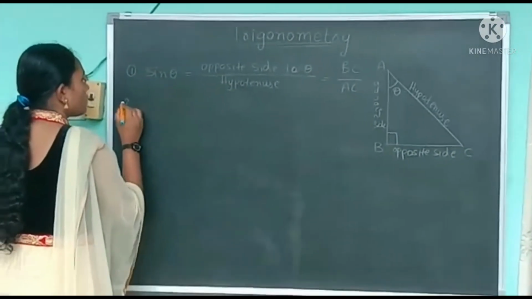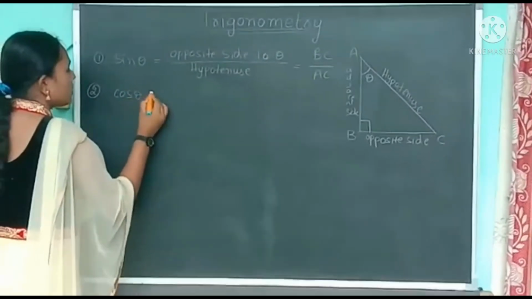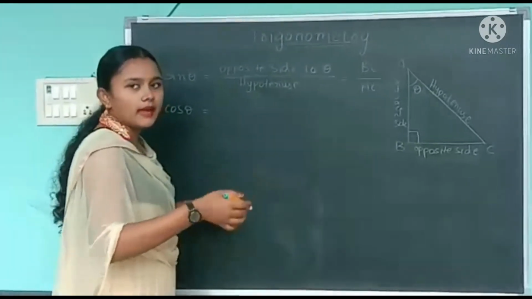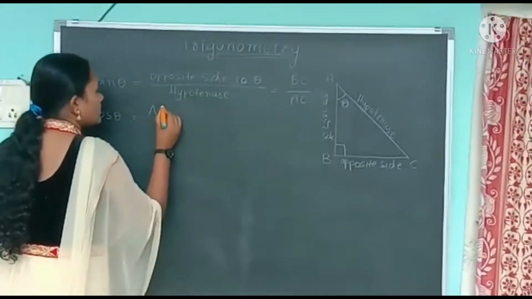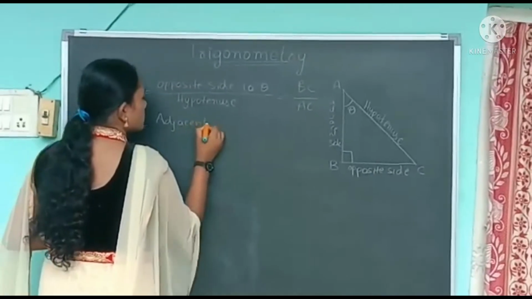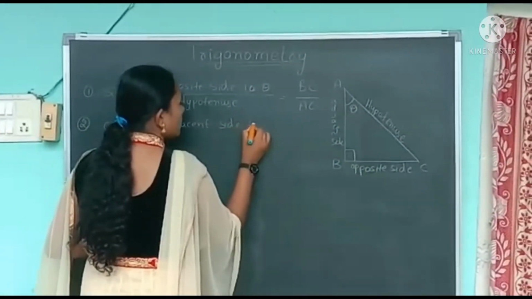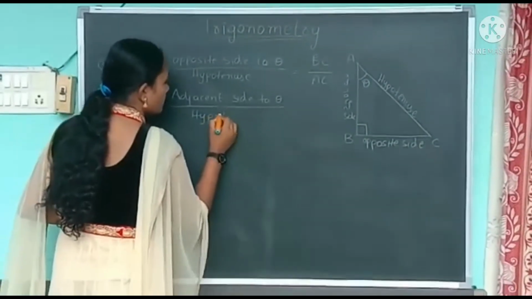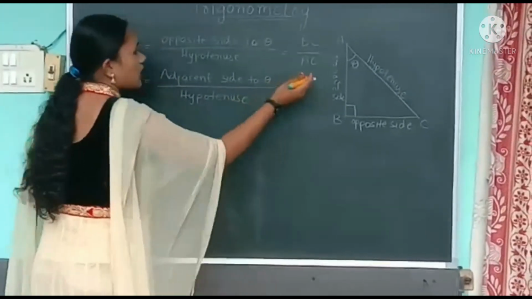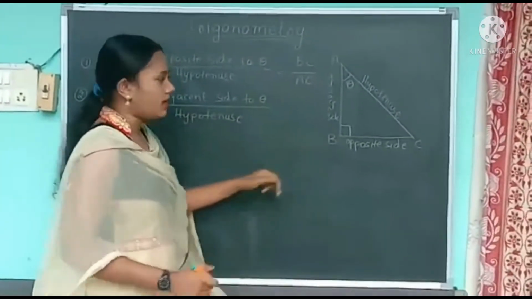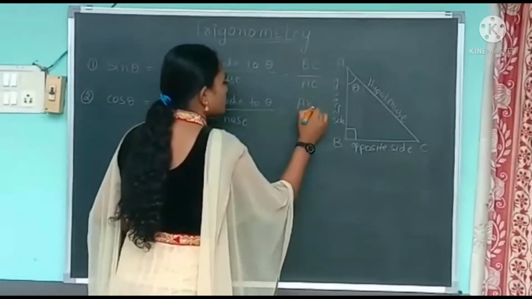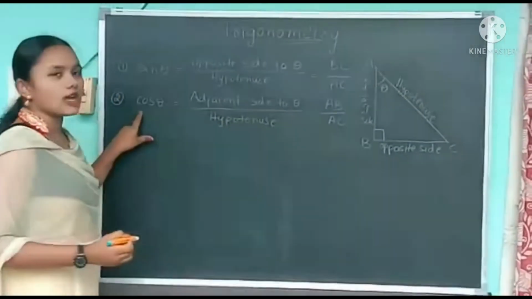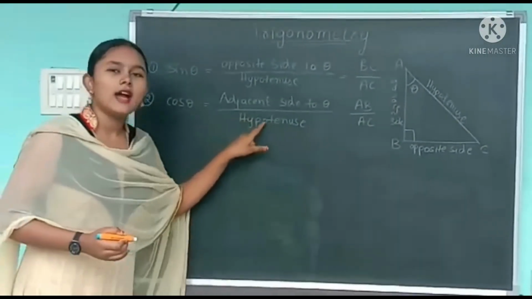And the next one, cos theta. What is cos theta? Cos theta is the adjacent side to theta by hypotenuse. So in this figure, what is the adjacent side to theta? It is AB. And the hypotenuse is AC. So AB by AC is cos theta, that is, the adjacent side to theta by hypotenuse.